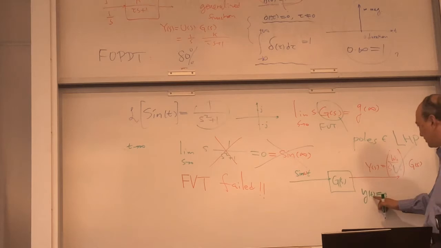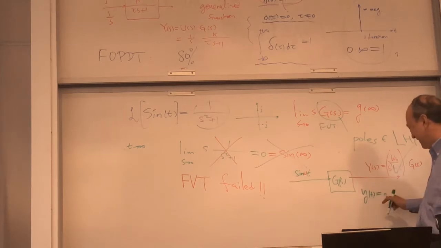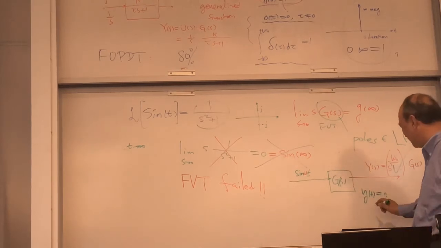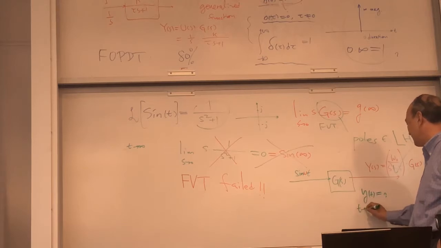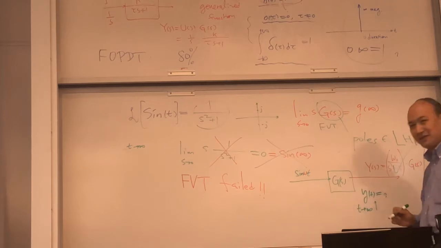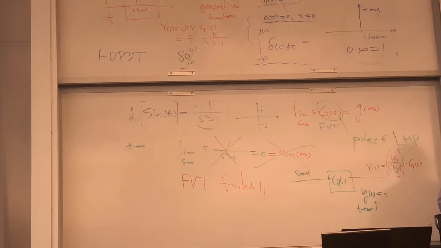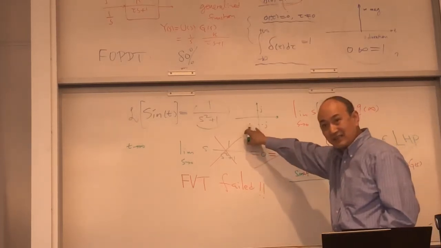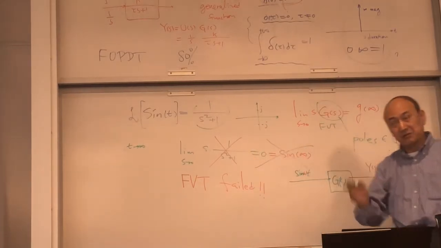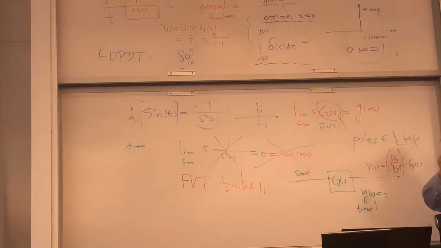I asked a student to tell me, when t goes to infinity, what is y of t? And people start to use the final value theorem, and it turns out to be 0. It's wrong. Don't do that. It's not applicable because of that.